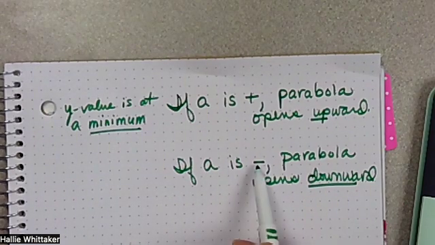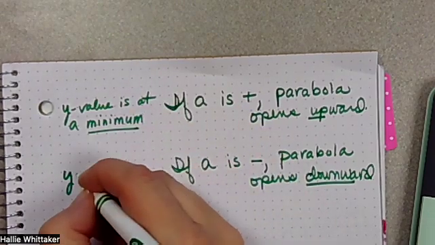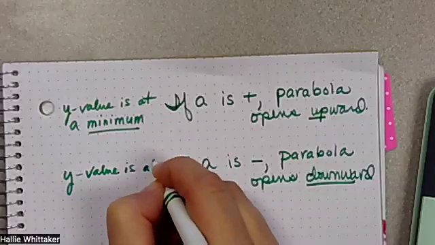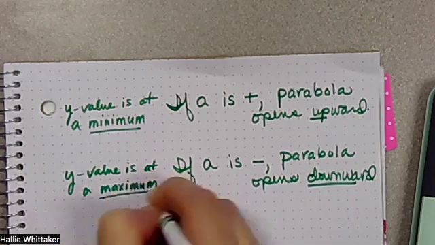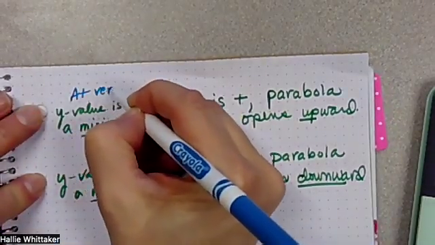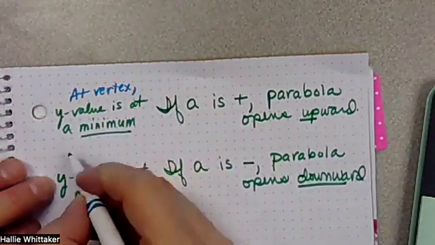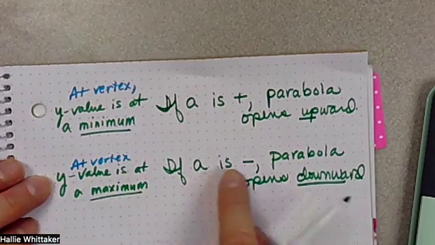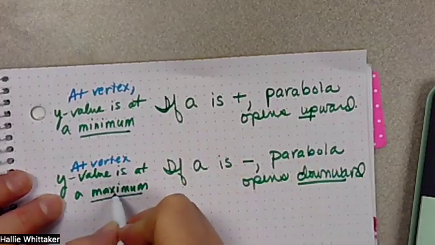And if the A is negative at the vertex, your y value is at a maximum. And you know what? I'm going to add: if A is positive, at the vertex the y value is at a minimum, and at the vertex, when A is negative and the parabola is opening downward, your y value is at a maximum, okay?